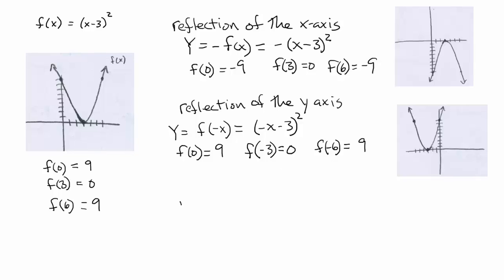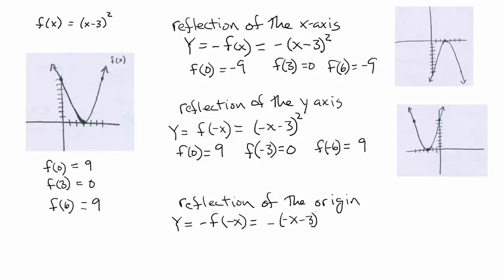And now we want to look at a reflection of the origin. So now, in order to get a reflection of the origin, we're going to reflect on the y and the x-axis. So we're going to have negative f of negative x is equal to negative x minus 3 squared. And now I'm going to take a look at f of 0. And f of 0 is equal to negative 9.